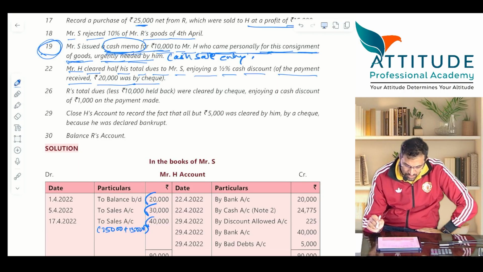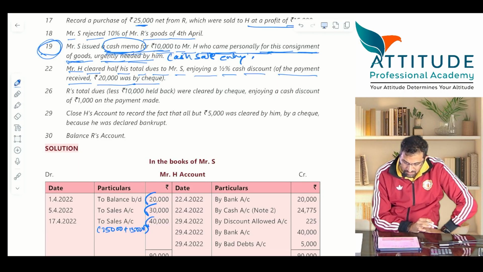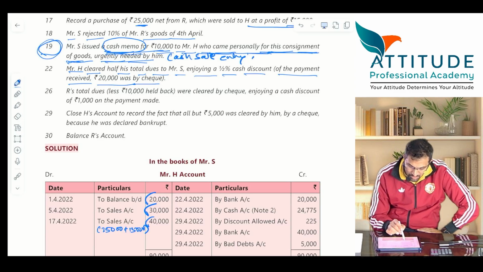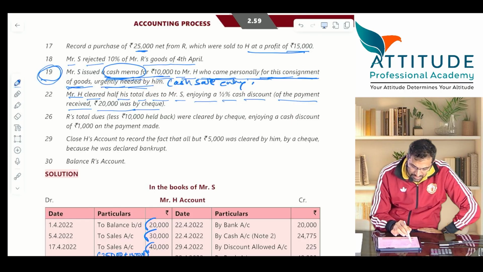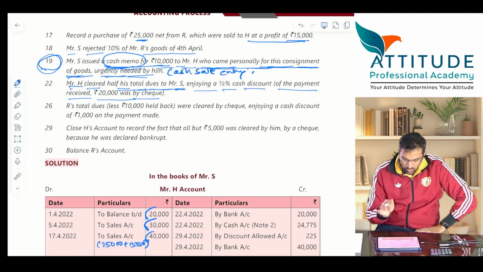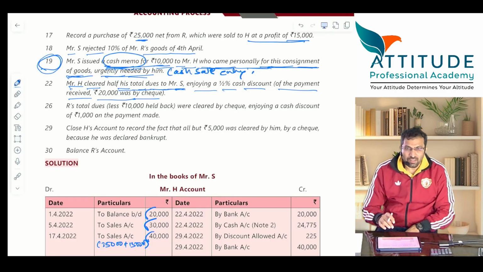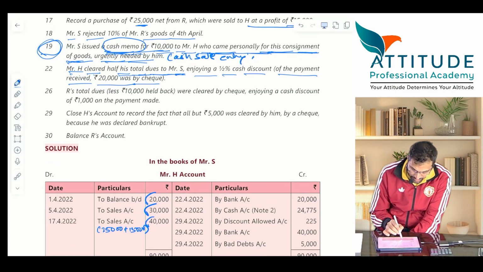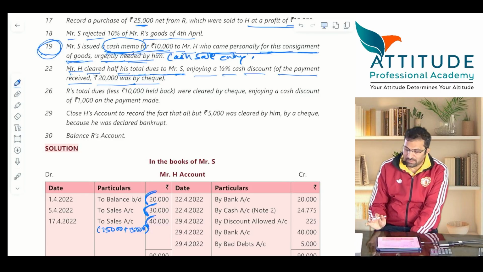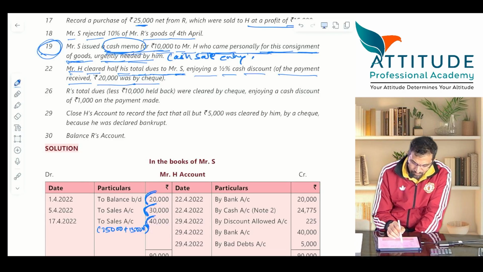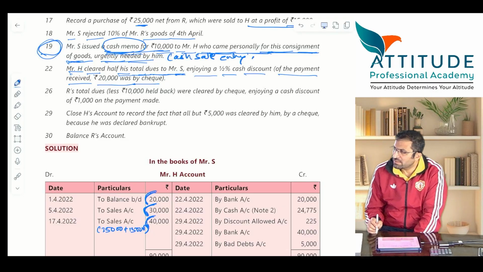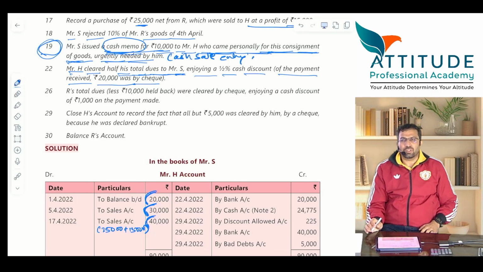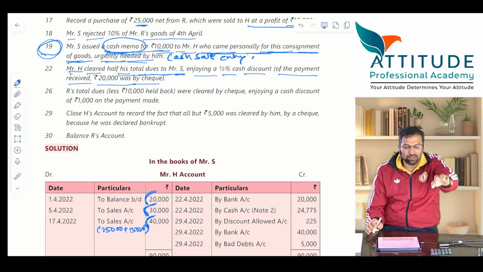One second. What they are saying is, H cleared half of his total dues to Mr. S. Now how much are the total dues? It is 90. How did you get it? 20, 30, 40, 90. Okay. Now what are they saying? Half of that is how much? 45. So 45 has to be paid.